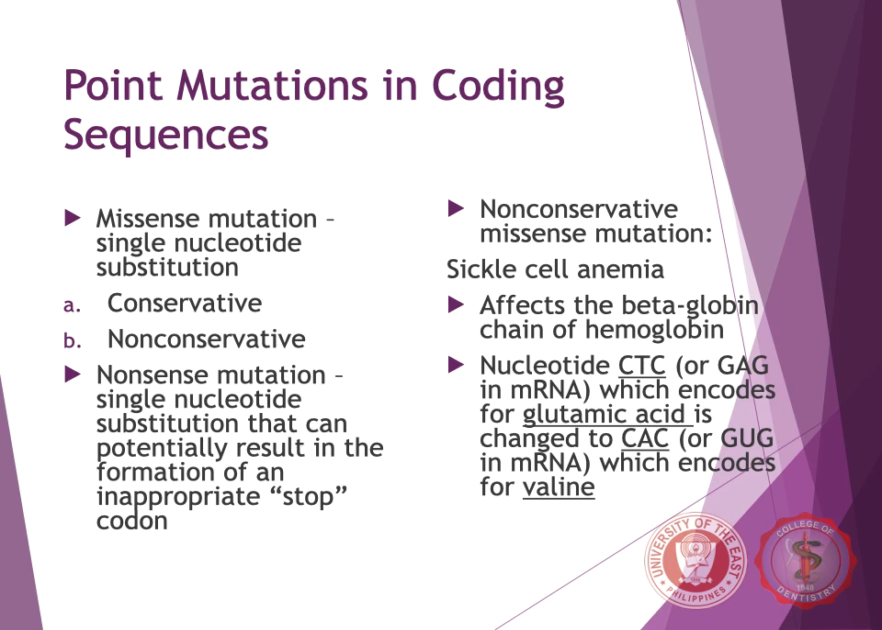In point mutations, there is missense and nonsense mutation. In missense mutation, it is either conservative, where there are no obvious signs and symptoms of the mutation, or non-conservative, where sickle cell anemia is an example.